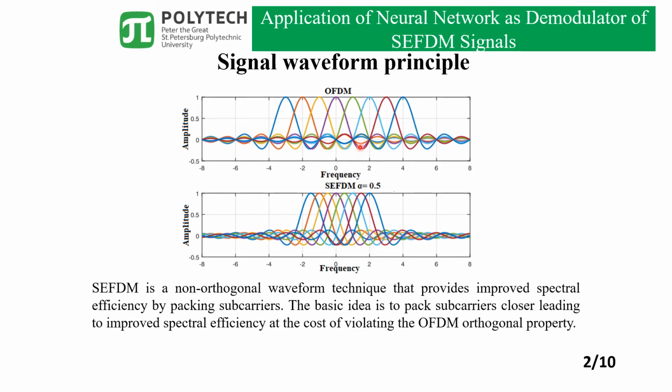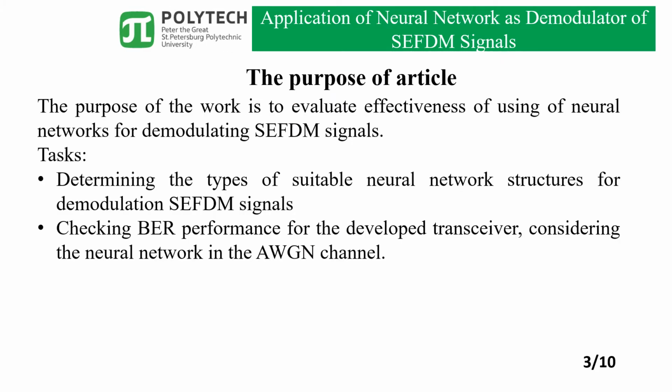At the top of the slide, we can see the OFDM spectrum. Below it, we can see a SEFDM spectrum with the bandwidth compression factor equal to 0.5. The purpose of the work is to evaluate the effectiveness of using neural networks for demodulating SEFDM signals. Tasks are represented here.